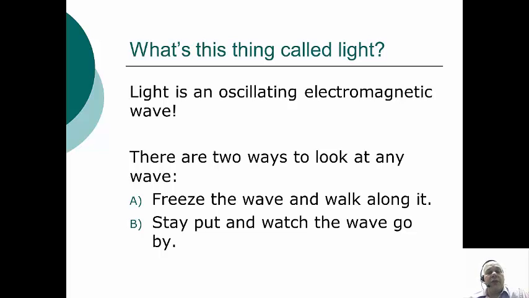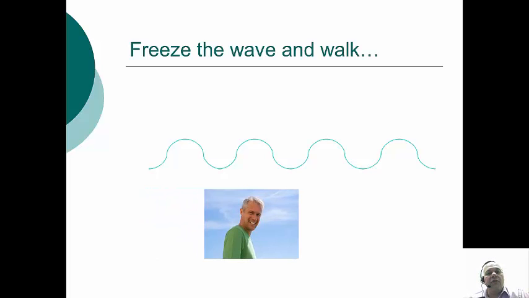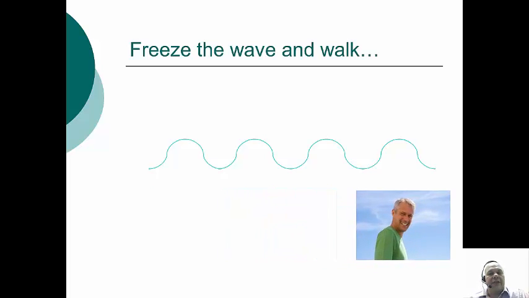I'm going to freeze the wave and then walk along beside it, or I'm just going to stand still and watch the wave go by. And I see the same thing but in two different ways. So if I freeze the wave and walk by it, the wave just stays there as I gradually move across the wave. And so if that handsome gray-haired gentleman, who's not me, is looking, what does he see?